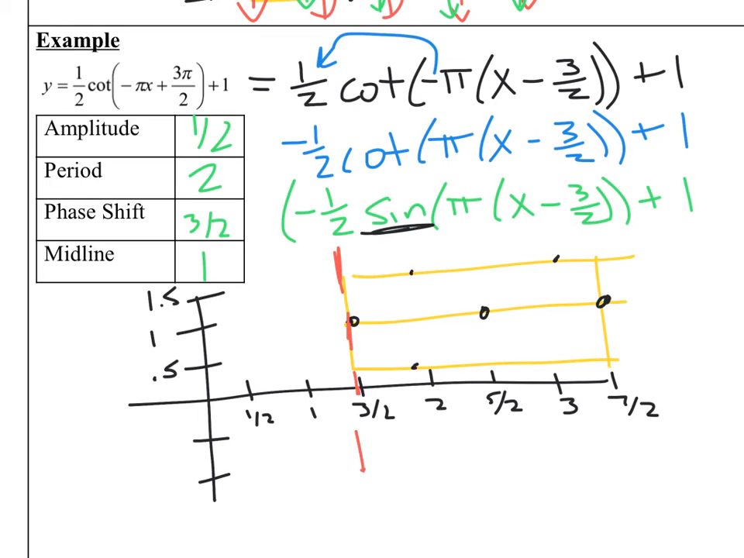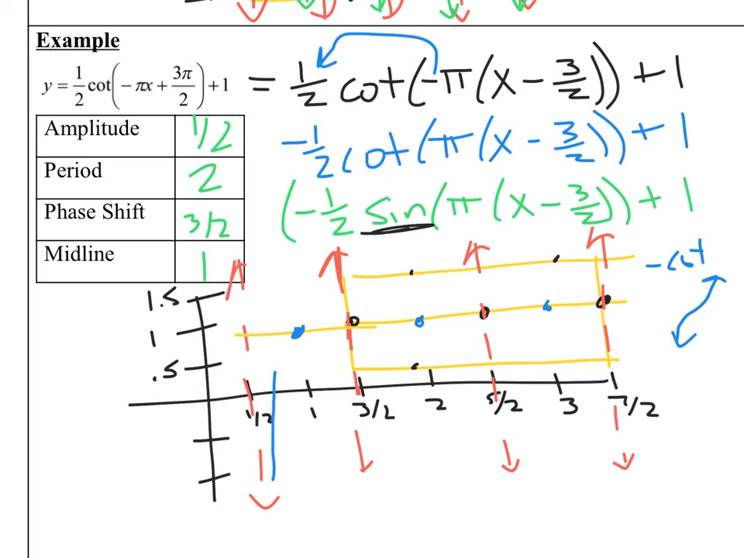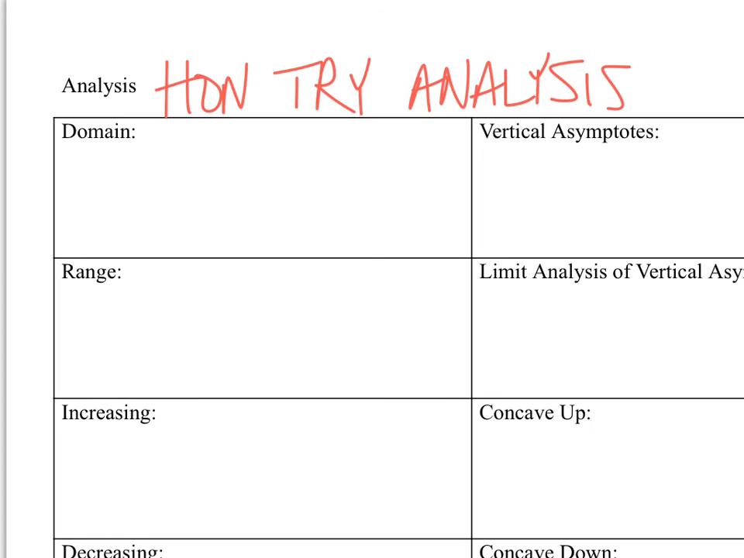Anywhere that sine has a 0, aka has your midline, I'll do another one just for good fun, is where you're going to have an asymptote. Go equally between the asymptotes on your midline, and you have your point of inflection. Negative cotangent snakes up. Okay, it's weird. Negative is going up. And we're done. Honors try to do the analysis of this graph.